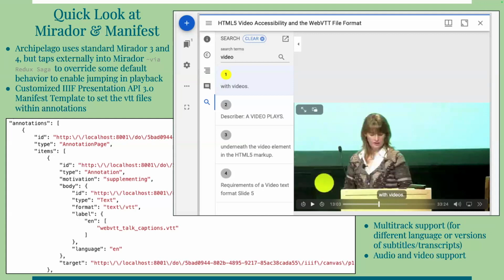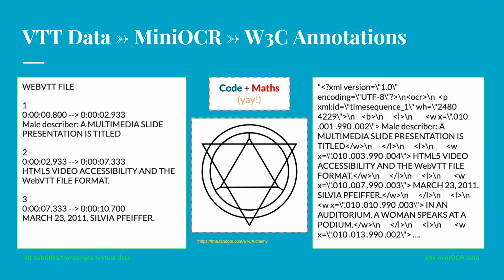We also use a customized IIIF Presentation API 3.0 manifest template, and we set the VTT files within annotations. A little note here, you can't see it in the screenshot, but there is multi-track support for different languages or versions of your subtitles or transcript. So if, in the bottom corner of the viewer, you change the subtitle track to one in a different language, that's the language that you're going to be searching. So just something to note. And though this is a screenshot of the video, this also works for audio files.